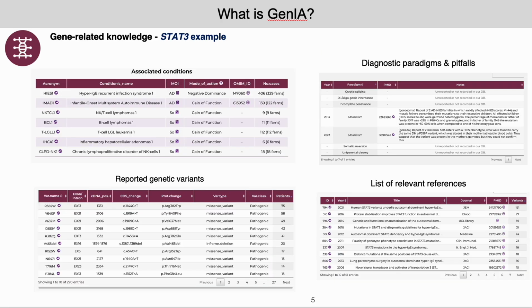So some of the examples of the kind of information GenIA can provide are shown here. We're taking STAT3 as the gene as an example, and you can see all of the associated gene-disease conditions reported for STAT3 that have been cataloged, whether germline or somatic. You can see the variants that have been curated, as well as the diagnostic paradigms and pitfalls people should be aware of when trying to test for STAT3-relevant mutations, and all of the references from which our data has been derived.